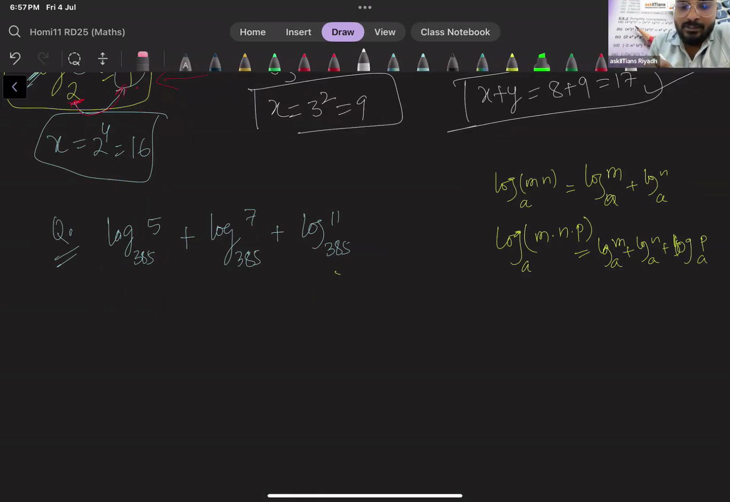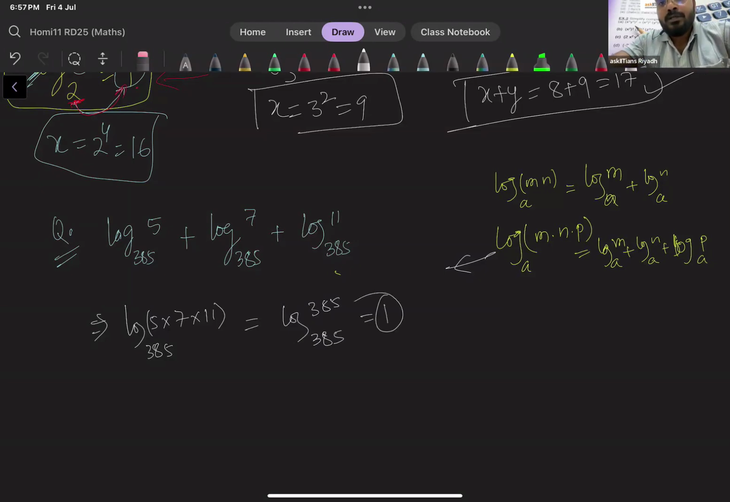All of you can see it, right? So it is going to be like this now, log 5 multiplied by 7 multiplied by 11 to the base 385. We are using this property. Any doubt in this, anyone? And if you multiply these three terms, it is going to be 385. So log 385 to the base 385, and it is going to be 1. Yes or no? यस सर। Correct.